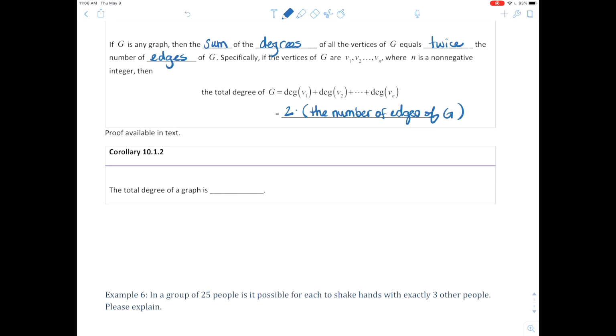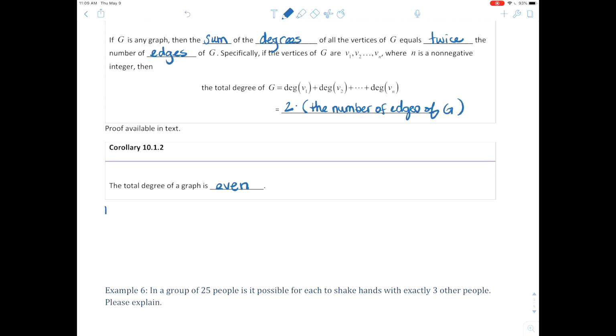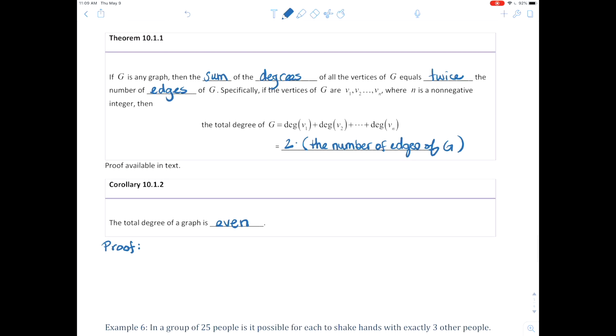Okay, so a corollary to that tells us that the total degree of a graph is, well, if you have 2 times some non-negative integer, what are you going to have? Beautiful. It's going to be even, because remember, 0 is an even number, because it can be written as 2 times 0. So this proof is so easy because it comes from the theorem. So we will do it using the theorem because it's proved in our text.